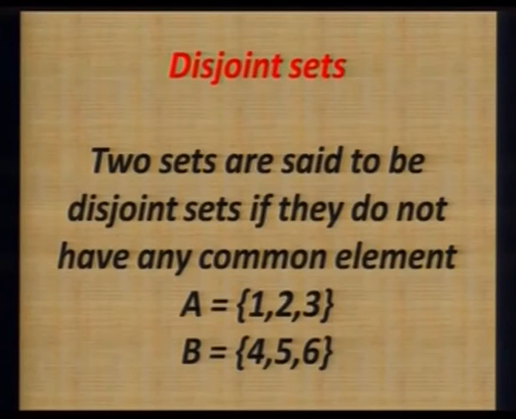Set A is {1, 2, 3} and another one, set B is {4, 5, 6}. These two sets are entirely different. They don't have any element or member in common. Such sets are called disjoint sets, meaning two sets are said to be disjoint sets if they do not have any common element.